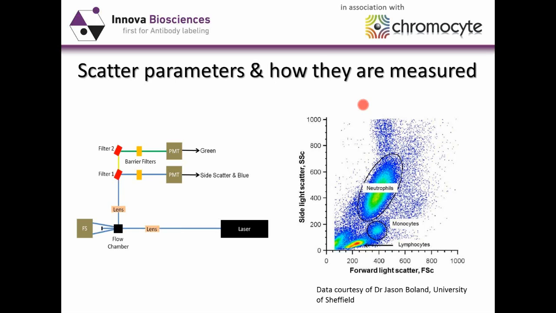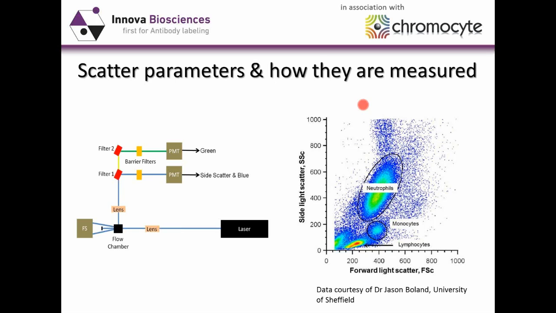If you lyse all the red blood cells and put that lysed sample through your flow cytometer, and then look at the side scatter versus the forward scatter, in this instance you can get 3 very clearly defined populations of cells, which in the whole blood are the neutrophils, the monocytes and natural killer cells, and the lymphocytes. And these are defined on the basis of cell size and cell granularity.